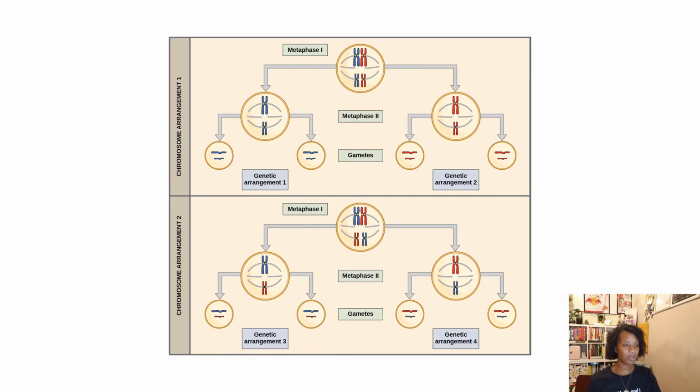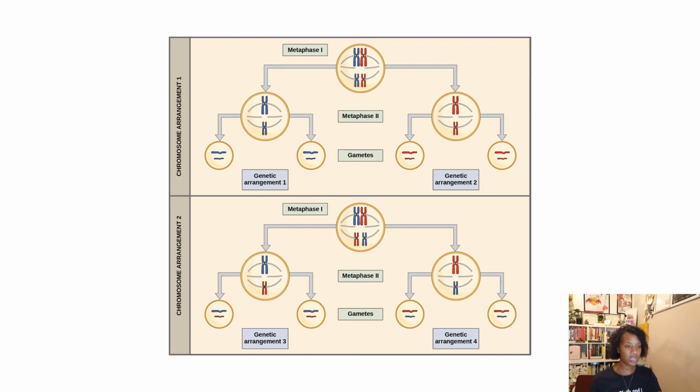Okay, here's an example of what I'm talking about. So for example, if the two homologous members of, let's look at this second chromosome set here, they can line up in blue and then red formation, or red and then blue formation. And the same could happen to these.